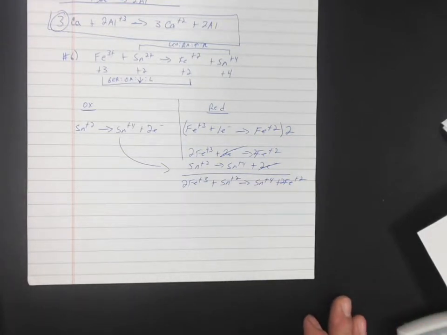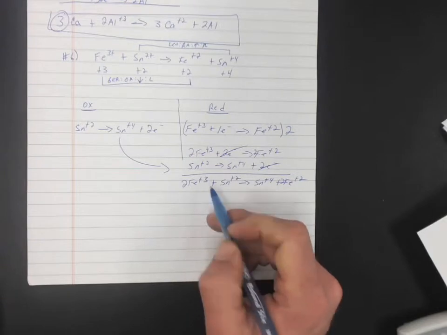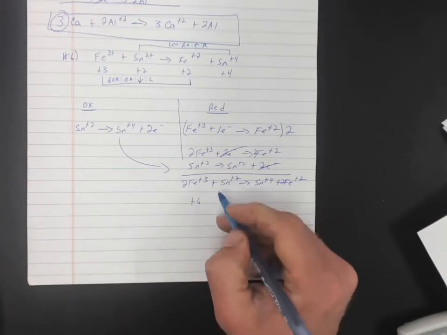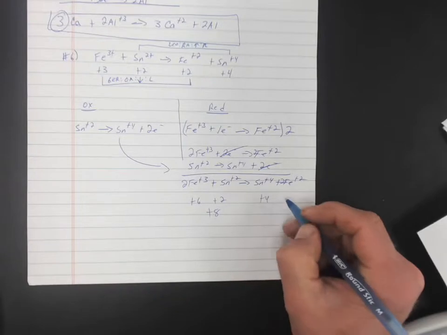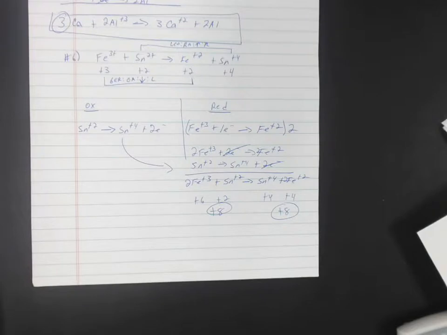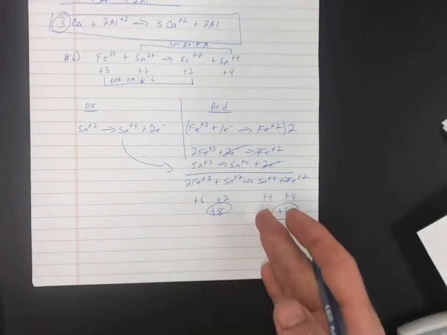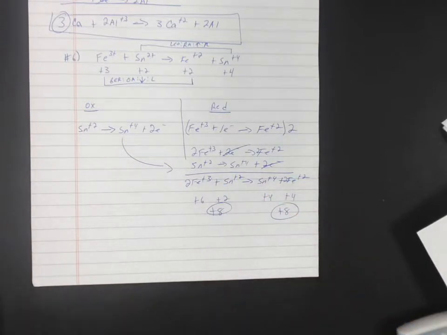Yes? I thought the charges had to be equal. Okay. On each side, they should be equal. Let's check them. 2 times plus 3 is plus 6. Then we've got another plus 2, so we have a total of plus 8. Make sense? On the left? On the right, we were going to have plus 4 plus 4, so we do have plus 8. So the charge on the left balances the charge on the right. Yep, so you have to basically always multiply the coefficient by the charge to get the total charge. Good job.